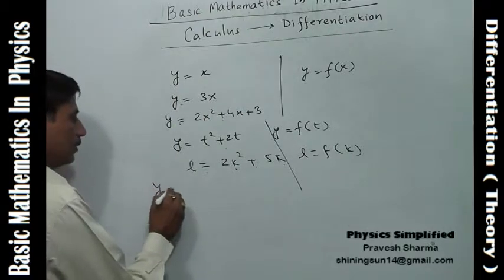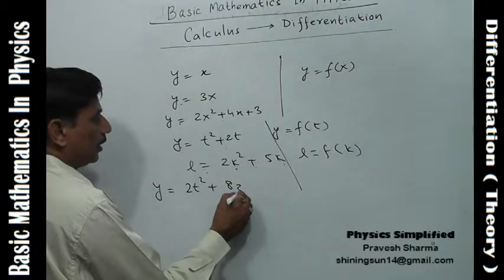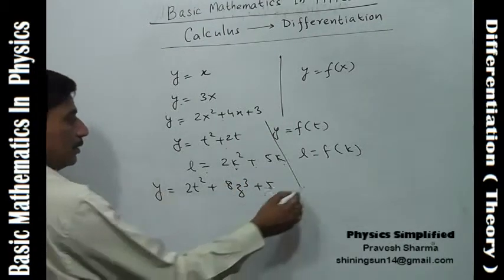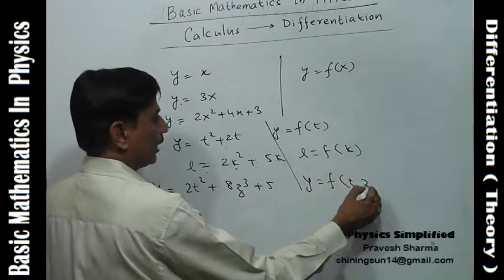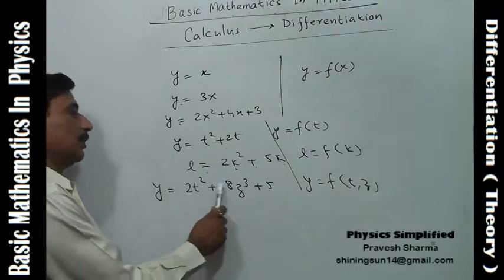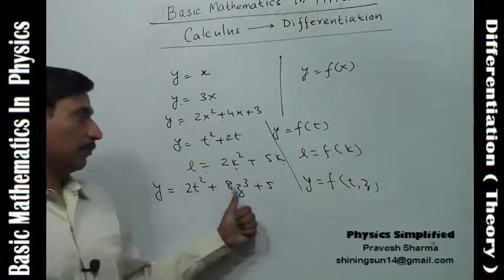I can also write y is equal to c squared plus 8z cubed plus 5. So over here, y is a function of c as well as z. As we change the value of c and z, the value of y is going to change. So y is a function of c and z.